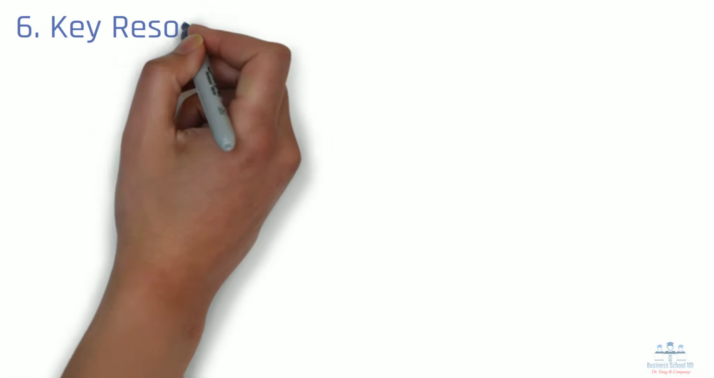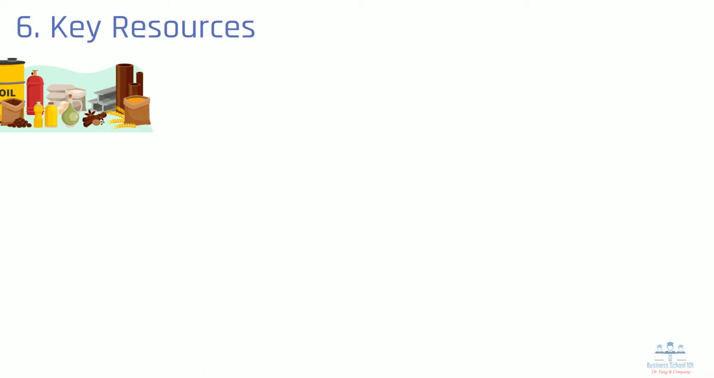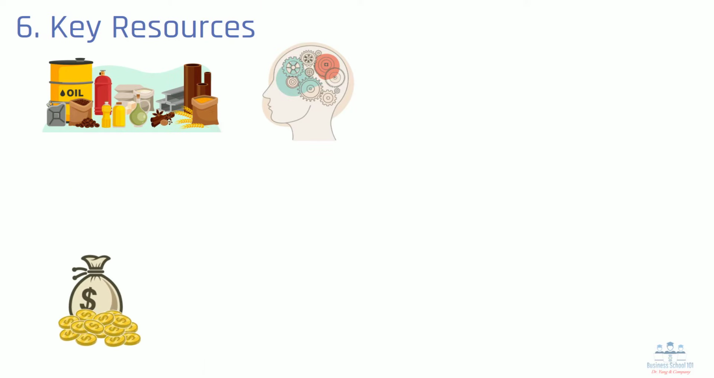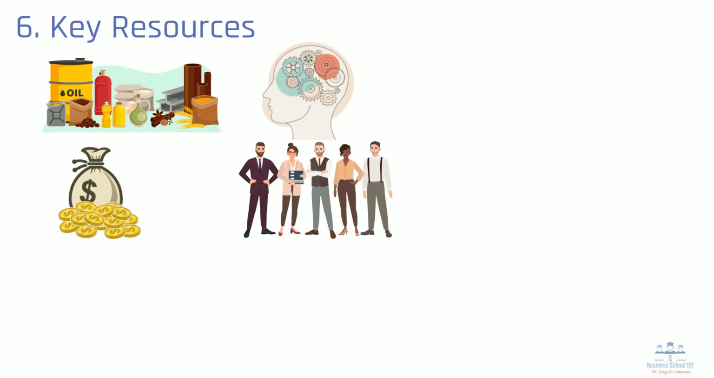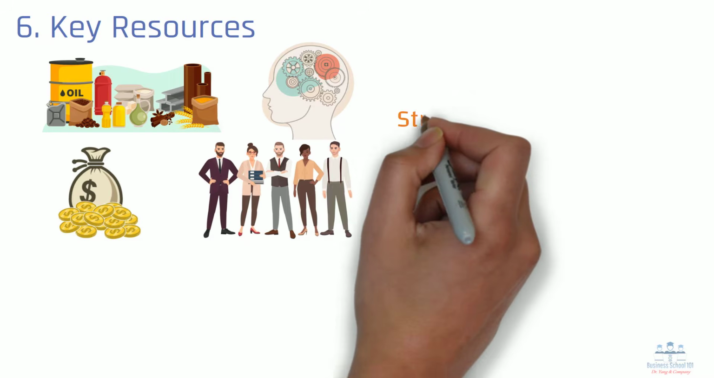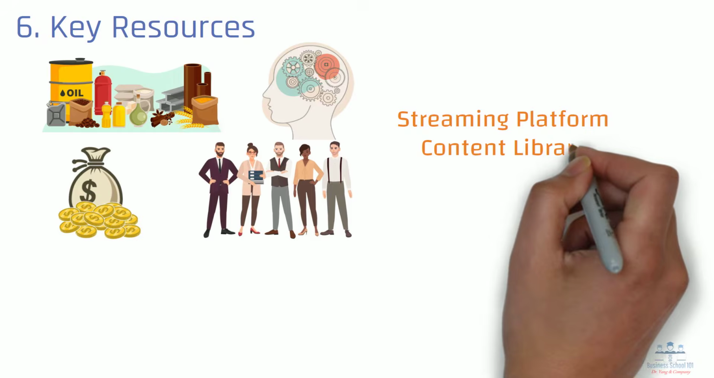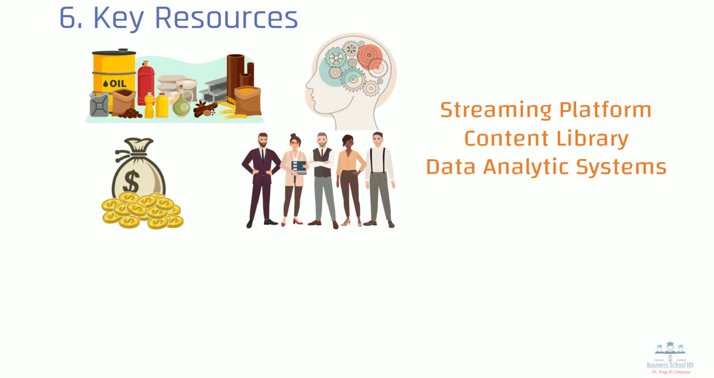Number 6. Key resources. This block outlines the assets a business needs to deliver its value proposition. These can be physical, intellectual, financial, or human resources. For Netflix, key resources include its streaming platform, content library, and data analytic systems.